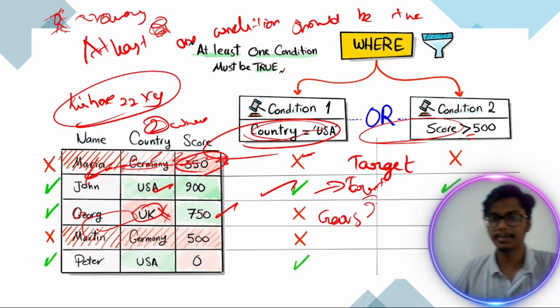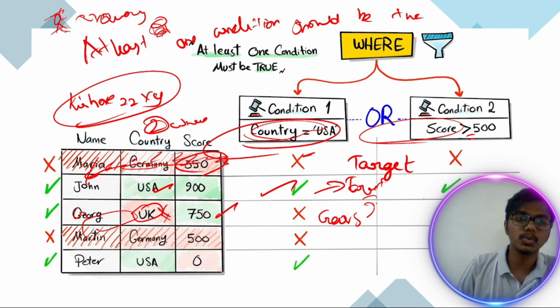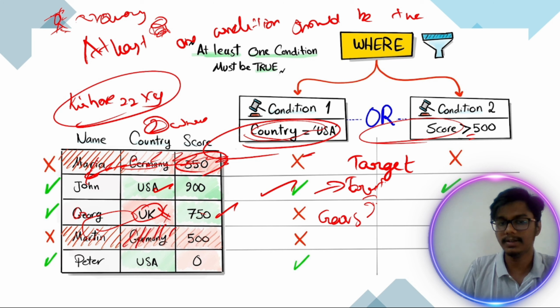Okay, these are the things I'm going to explain. Again, the query doesn't end. Now I want to check whether Martin's country belongs to Germany. No, Martin's country doesn't belong to Germany. So I write it down here, Germany, and again I don't want to leave this condition. I just want to check another condition, whether the score is greater than or equal to 500. Yes, the score is greater than or equal to 500.